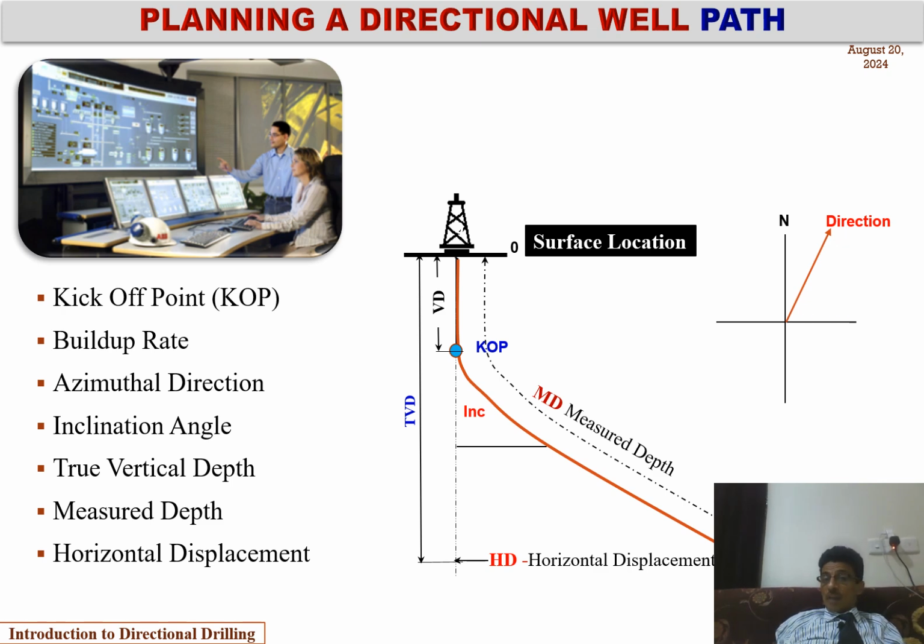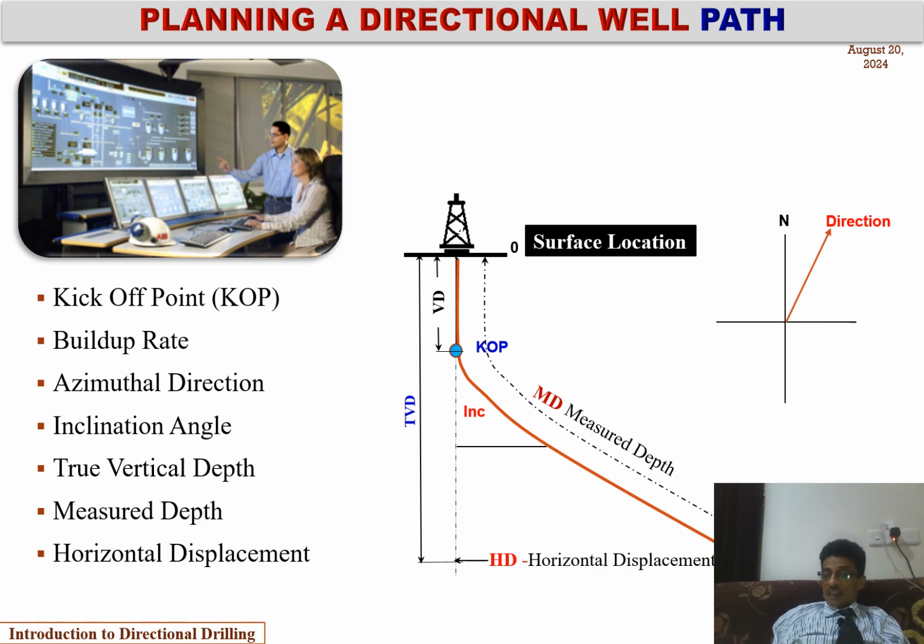Planning a directional well path. Kickoff point, build up rate, azimuth direction to know the direction from the north from the horizontal view, and inclination angle from the vertical side, and true vertical depth. And we have the measured depth, as shown here, from the surface location to the kickoff point to this point to the target.